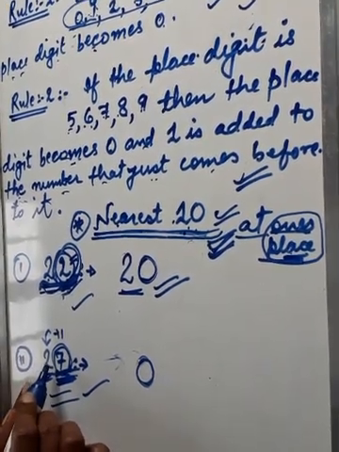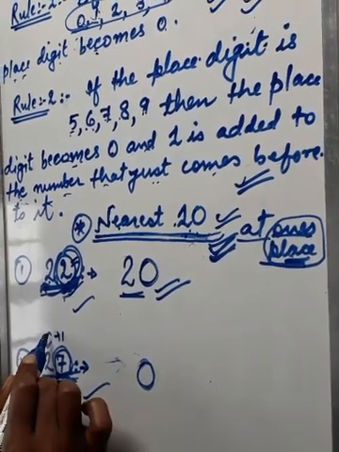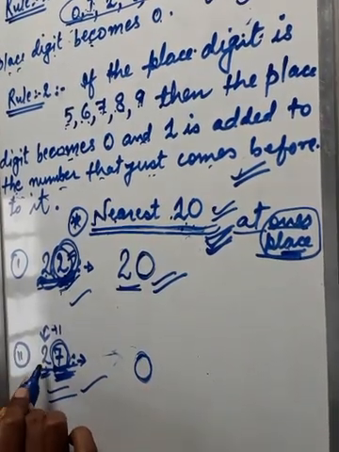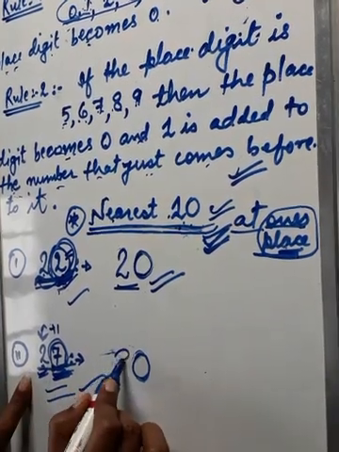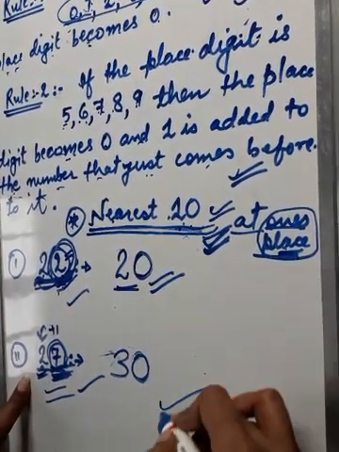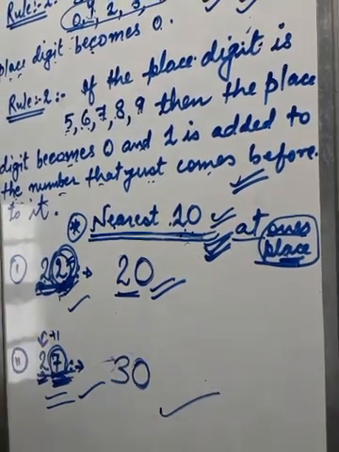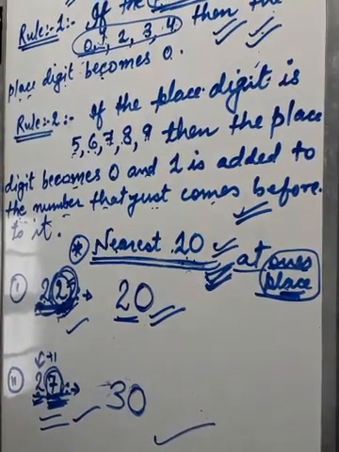So what number comes just before it? It is 2. So we are going to add plus 1 to the digit 2. So what will we get? It's 30. So 30 is the nearest 10. So now it is completed for nearest 10. I am moving to nearest 100 or nearest 1000.